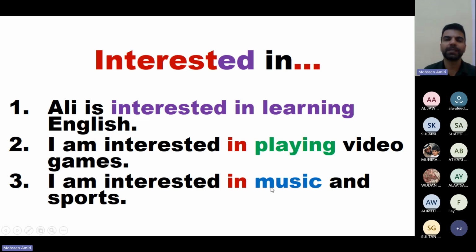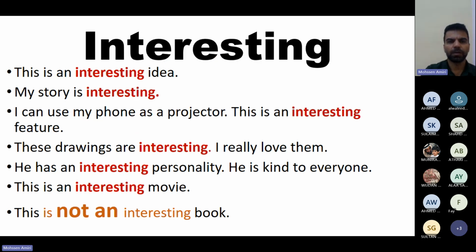Like here, music. Music is a noun. I'm interested in music. We don't say musicking. But play is a fi'l, so that's why we put ing. So Shabab, be careful. Then, so this is the meaning of interested, and we should know how to use it in English. Tamam? I'm not talking about interesting.